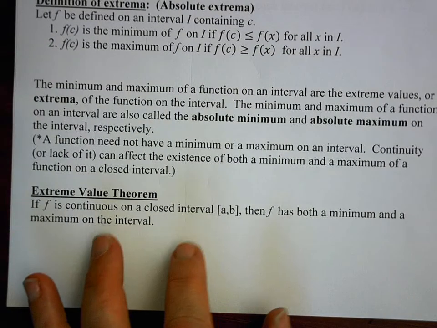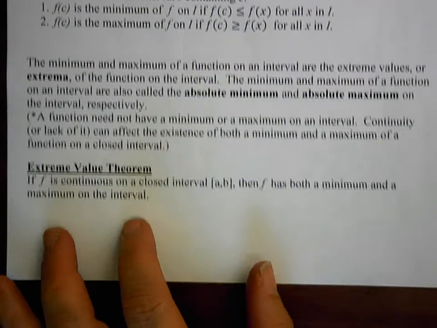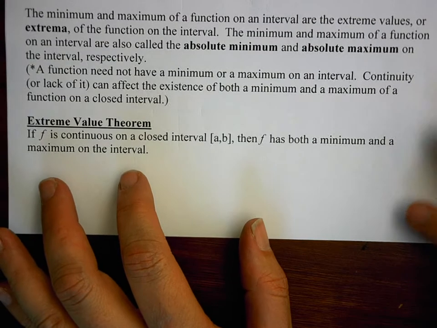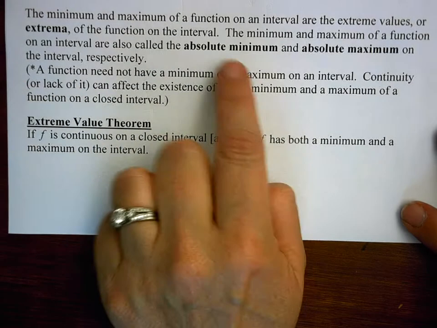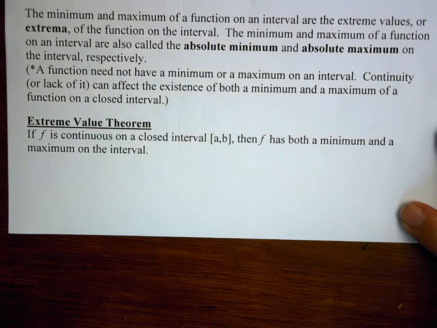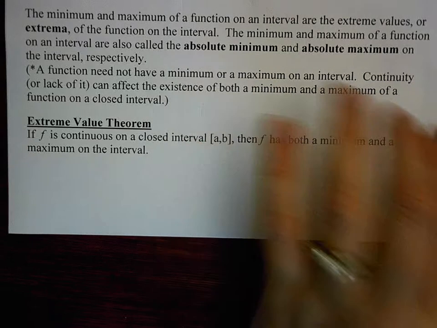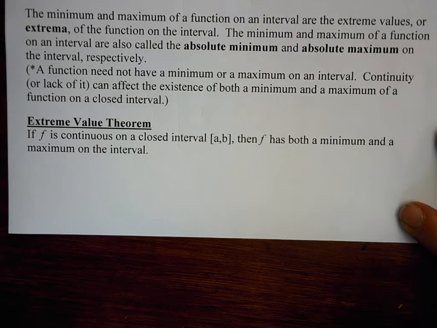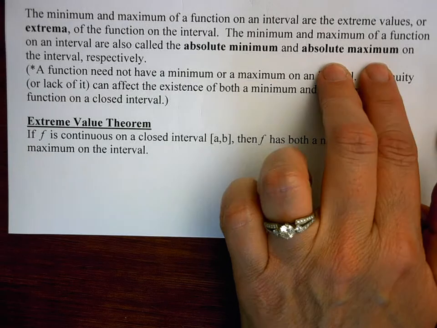So the minimum and maximum of a function on an interval are your extreme values or extrema of the function. They are also called your absolute minimum and absolute maximum on the interval. Okay, so your minimum is also called absolute minimum, max is also called absolute maximum. So at some points this can get a little confusing because we'll talk about relative extrema, because you know that from last year. Relative extrema, when you go from increasing to decreasing, we call that your relative maximum, which is not usually your absolute max. It can be, but it doesn't have to be.